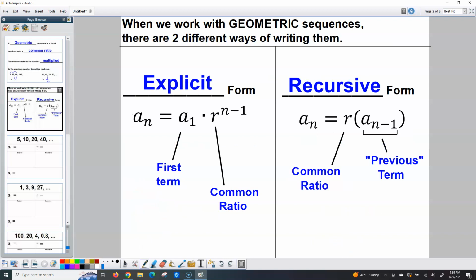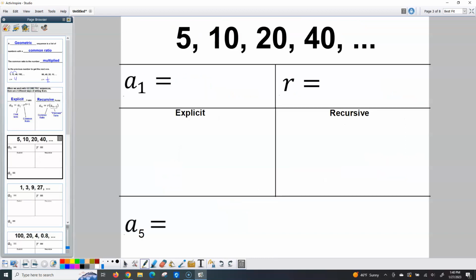We've got an explicit and a recursive just like we had with arithmetic sequences. On the explicit, we've got the first term times the ratio raised to the n minus 1 power. You know, on that last one, the arithmetic sequences, we had difference times n minus 1. On geometric sequences, we got r raised to the n minus 1. Recursive, we've got our common ratio times the previous term, that a sub n minus 1 again.